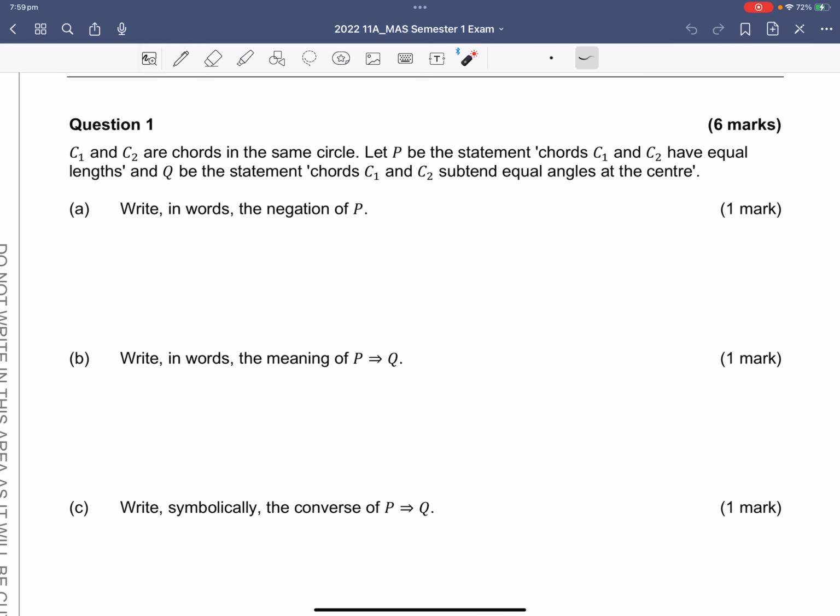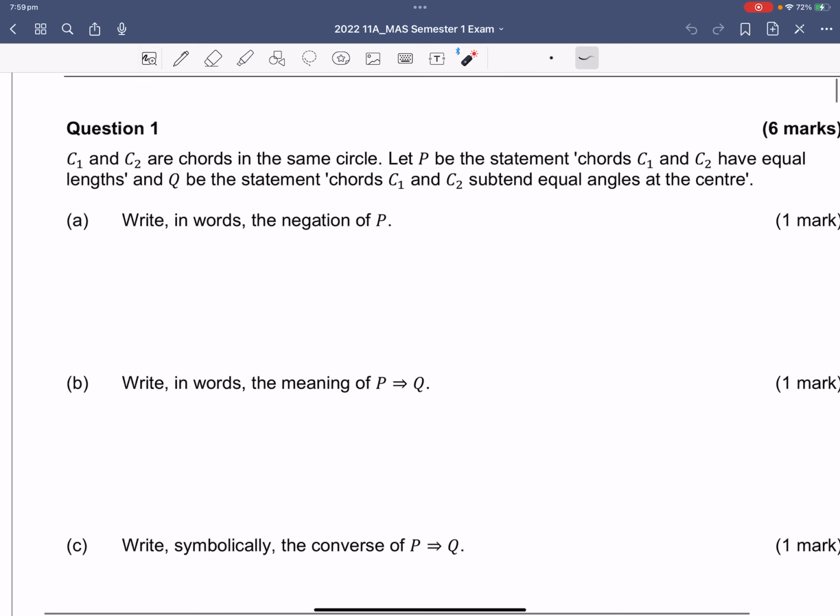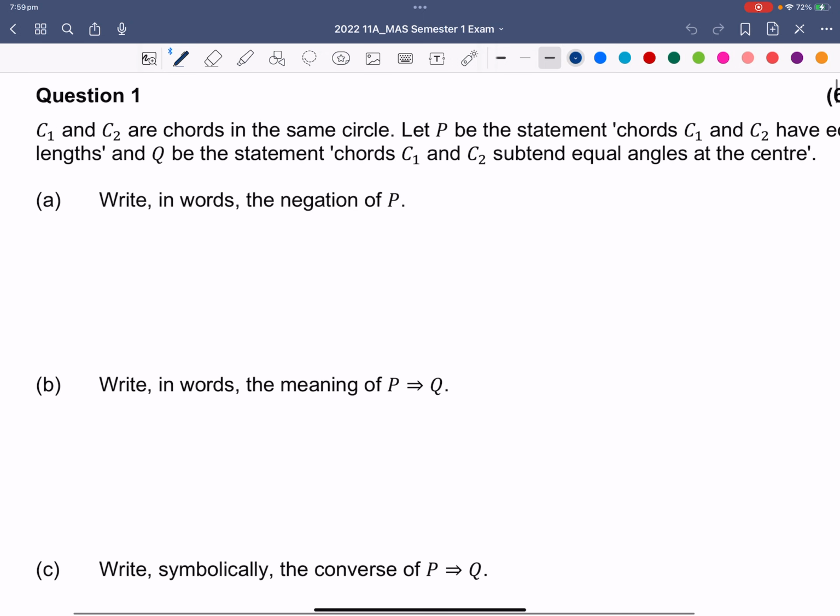Well, the negation of P literally means the direct opposite of P. So if P says chords C1 and C2 have equal lengths, then the direct negation of that is chords C1 and C2 do not have equal lengths. Okay, so that's a really straightforward one marker. Chords C1 and C2 do not have equal lengths.